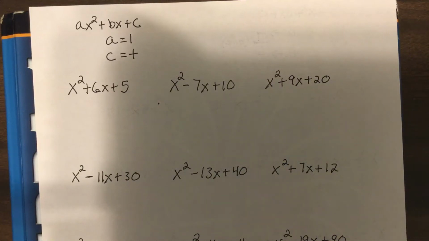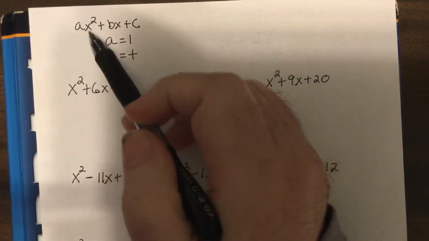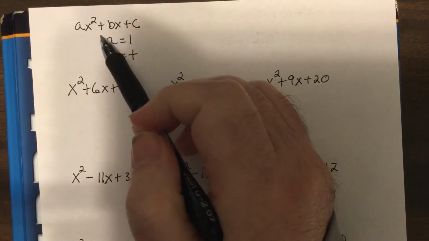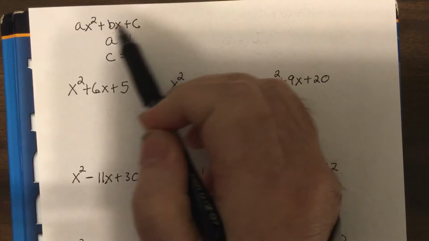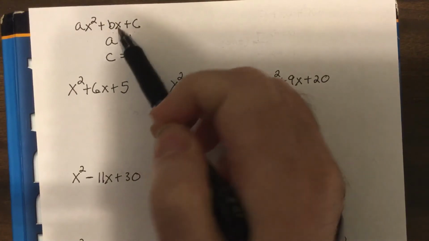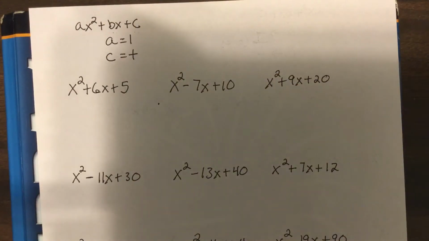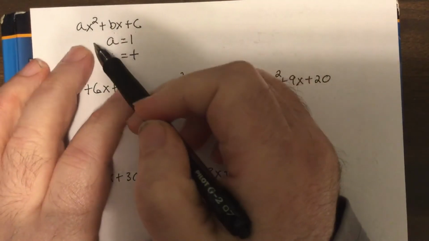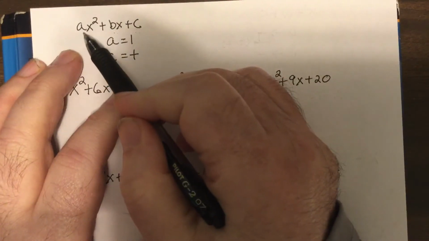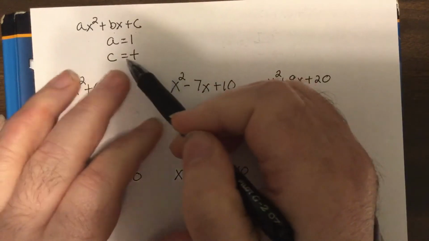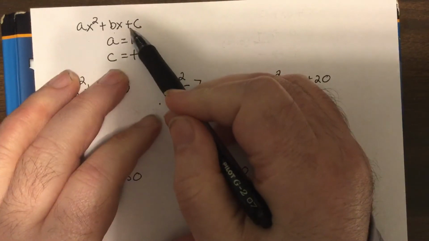Okay, now we're going to factor trinomials. That's 3 terms. And I'm going to break this up into 3 different parts. I'm going to do 2 parts this week, the easier parts, and then next week we'll do the hard part. Trinomial means it has 3 terms. This week, A is going to be 1, and in this section, C is going to be positive.